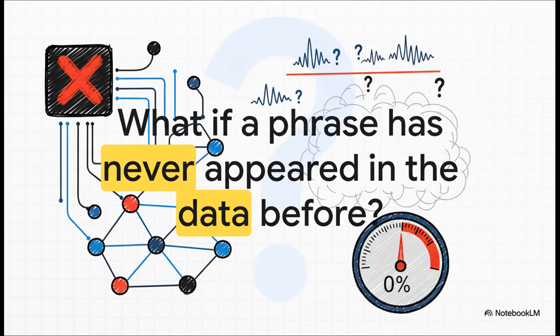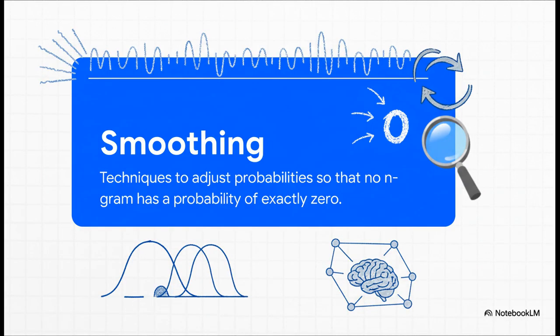But wait a second, this creates a huge problem. I mean, what happens when a model sees a totally normal phrase that just by pure chance didn't happen to be in its massive training data? Well, according to the math, the probability of that phrase happening would be 0. So the model would just assume that phrase is impossible, which obviously isn't true. This is where a really clever statistical trick called smoothing comes in. It's designed specifically to solve this zero probability problem.